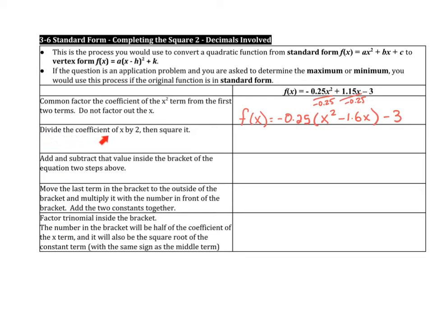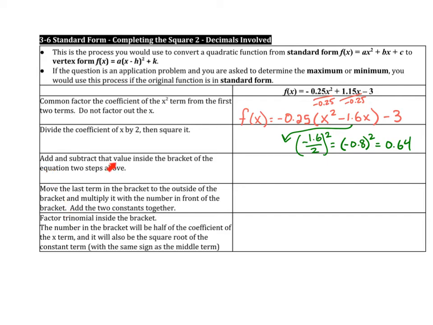Second step is we're going to take the coefficient of x, which here is negative 1.6, divide it by 2. Remember, it's always divided by 2, and then you're going to square it. So you're going to take this negative 1.6, divide it by 2, and square it. And negative 1.6 divided by 2 is negative 0.8, and when you square that you get positive 0.64.